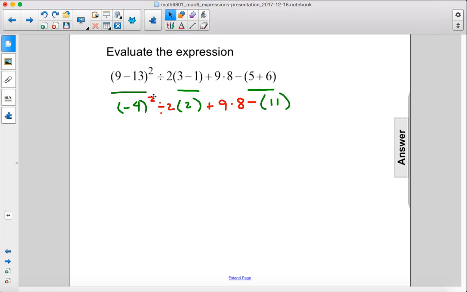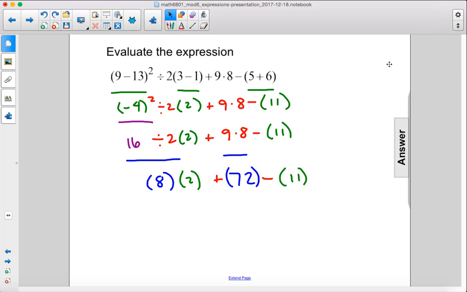So we look for exponents, and here we have one. So I solved just this exponent here in purple and rewrote the rest of the problem as it still is. Now we have some division, we have multiplication, we have addition, we have more multiplication, and subtraction. So let's knock out both of these, this division here and this multiplication here.